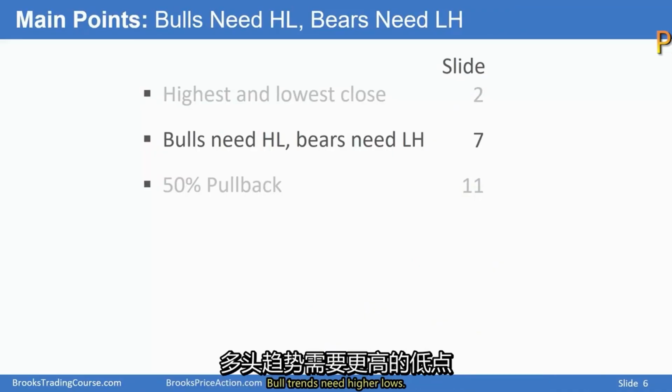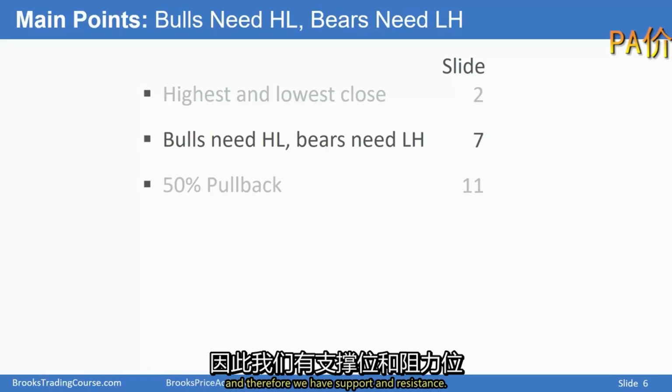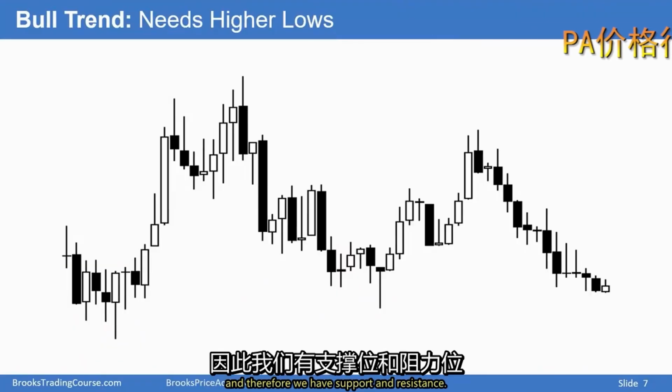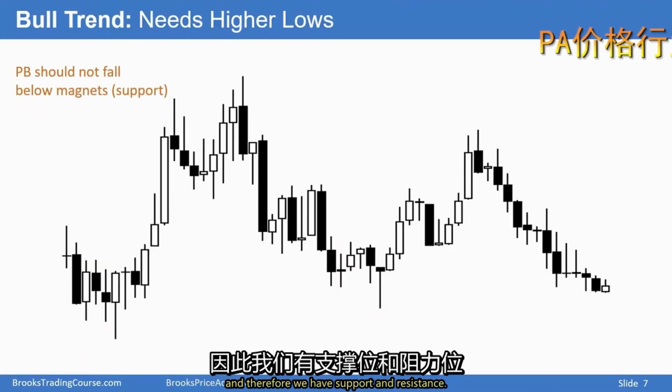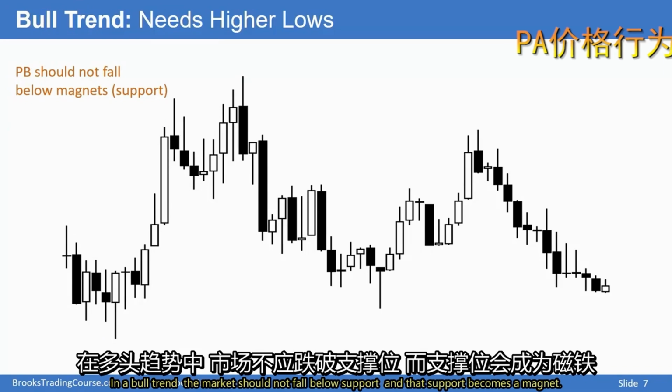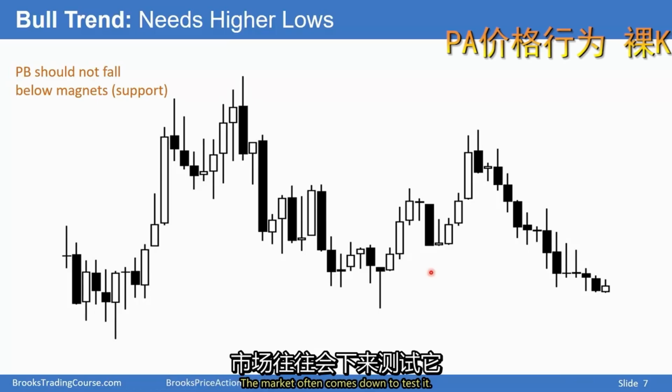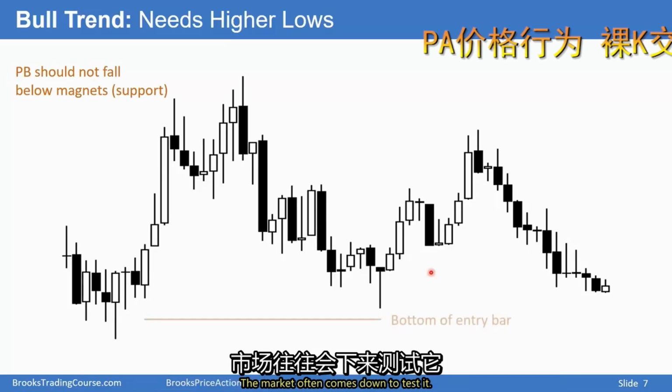Bull trends need higher lows, bear trends need lower highs, and therefore we have support and resistance. In a bull trend, the market should not fall below support, and that support becomes a magnet. The market often comes down to test it.